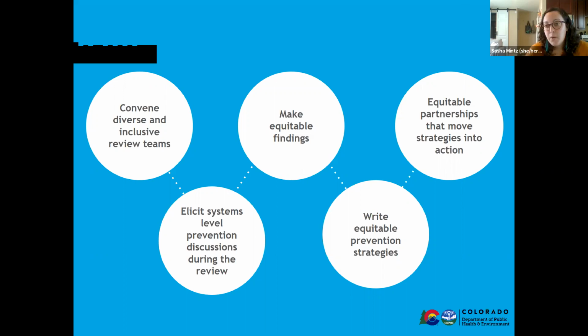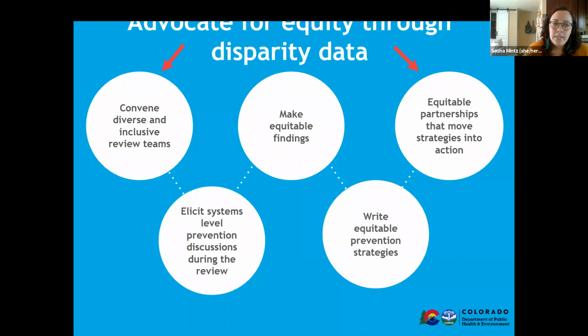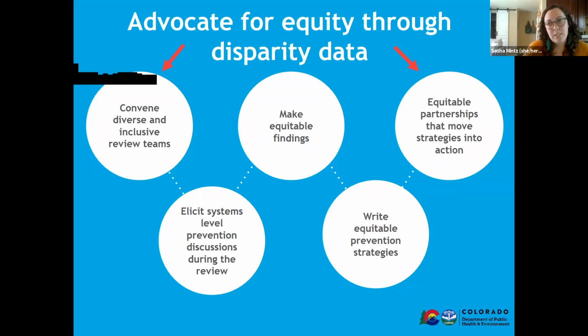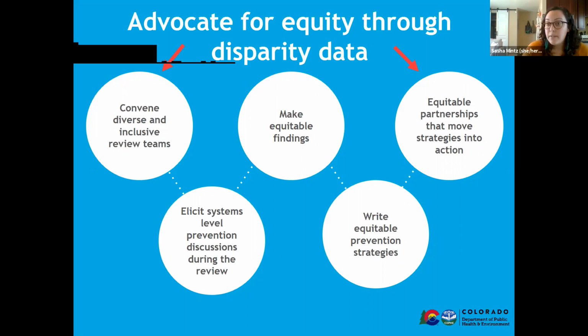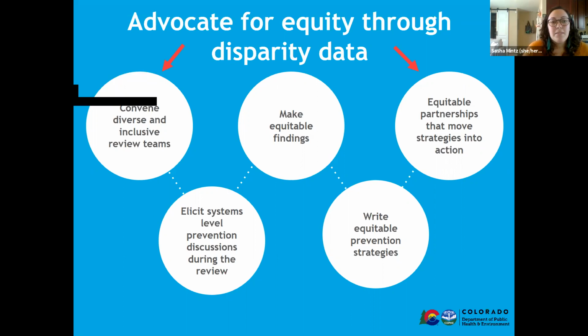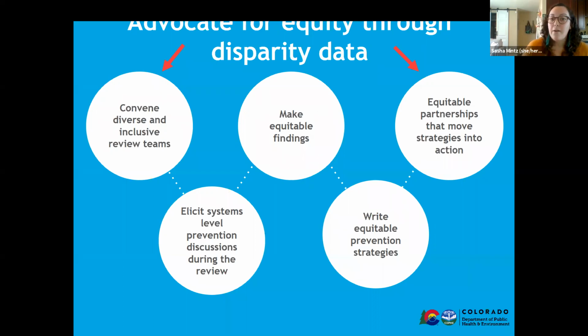And in my opinion, one critical factor that keeps this equitable process running as best as possible is to always advocate for equity through disparity data. And one of the major ways to do that is by thoughtfully framing disparity data through the context of inequitable systems and policies, which leads me into a few different lenses that I want to provide you all for how to view the data.